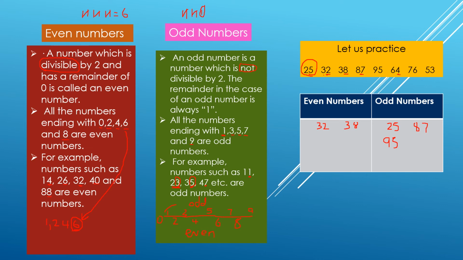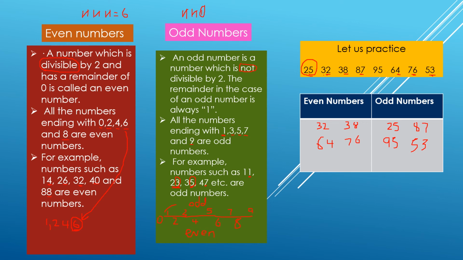64. Even number? 44. Yes, it's an even number. What about the 76? We look at the ending and we go back. Where is the 6? Here is the 6, so it's also an even number, 76. And then 53 ends with a 3, so I believe 53 is an odd number. So I go and check it back. Yes, here it is. So students, there you have your practice.